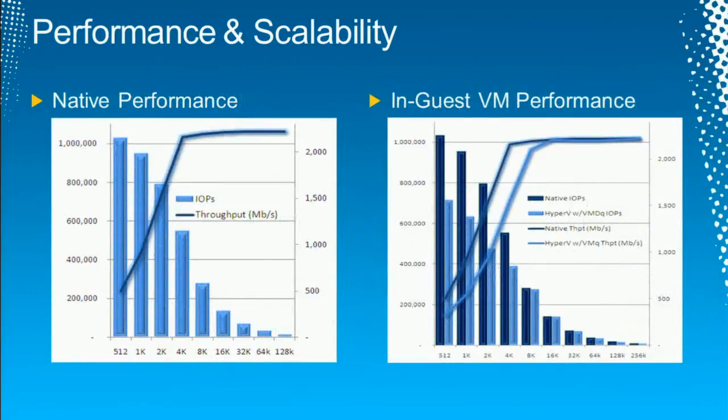And you can see, particularly on the graph on the right, as you move towards the higher block sizes on the bottom of the graph, you'll see that the lines at the top converge. And that's indicating that Hyper-V and native are as one. Okay, so the performance is very, very strong there.